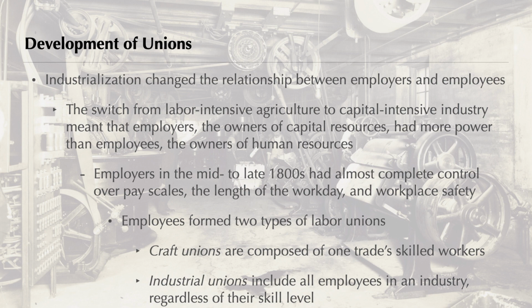Thus, in the mid and late 1800s, owners had almost complete control over both pay scales and the length of the workday. In 1860, for example, the average work week for a factory laborer was 60 hours, for which he or she received just over 10 cents an hour. To make ends meet, families often sent their children to work in jobs outside the home. By 1890, nearly 20% of children aged 10 to 15 worked for wages.